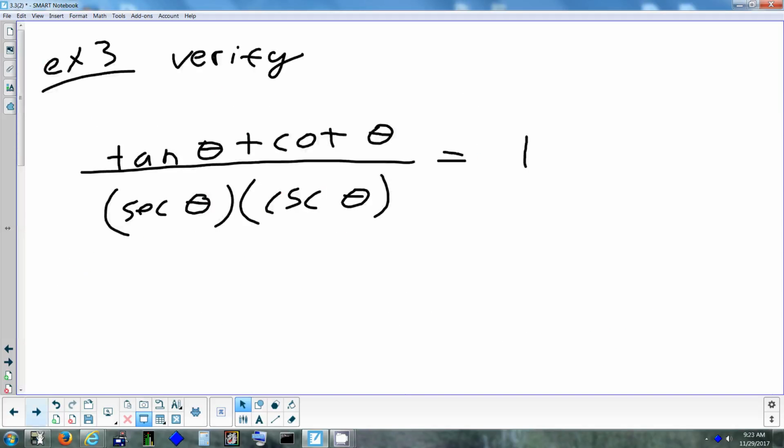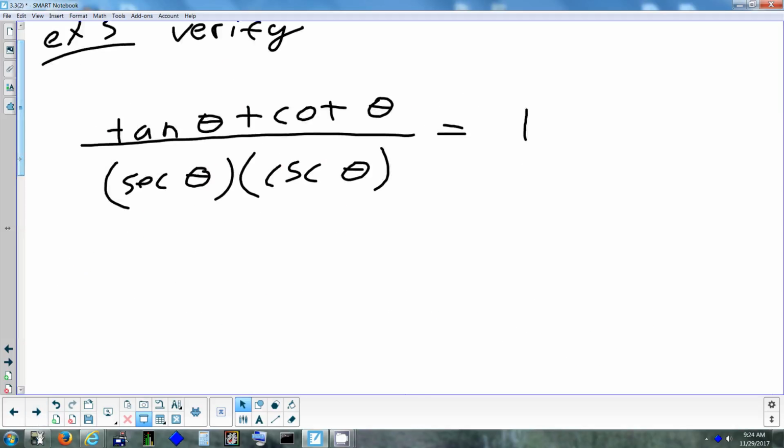Alright, so this one is tangent plus cotangent divided by secant times cosecant. And somehow everything there is going to cancel out. It's all going to just turn into the number 1. I don't think there's any question which side is more complicated, so we're going to work with that side.